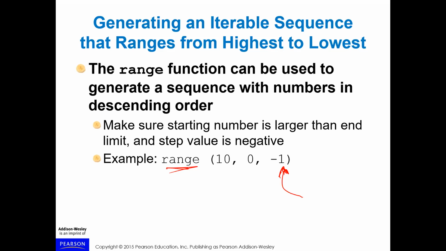So at some point, we'll look at some sequences, okay? One of the different problems. So I'm trying to think of a scenario where we would do negative numbers. Like a countdown maybe. Well, I'll think of something, but the range function can be used to generate a sequence with numbers in descending order. So you make sure the starting number is larger than the end limit, so you can see that here. So it's going to go from 10 to 0, and the step size will need to be negative. So it's basically like you're subtracting. Okay, it's going to be subtracted.